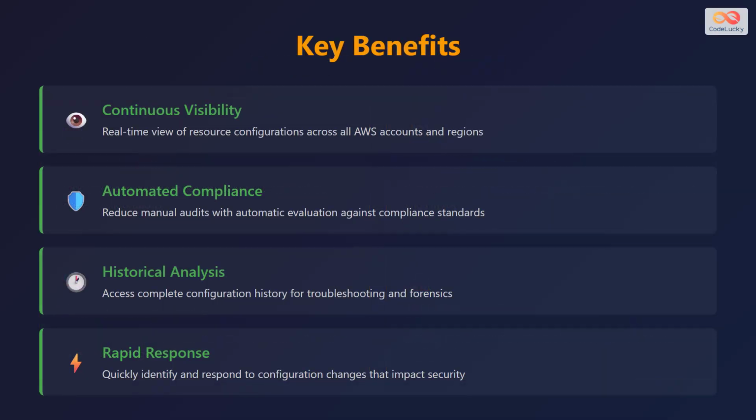AWS Config delivers 4 key benefits. It provides continuous visibility with a real-time view of resource configurations across all your AWS accounts and regions. It enables automated compliance, reducing manual audits by automatically evaluating against compliance standards. It offers historical analysis, giving you access to complete configuration history for troubleshooting and forensics. And it supports rapid response, allowing you to quickly identify and respond to configuration changes that might impact your security posture.